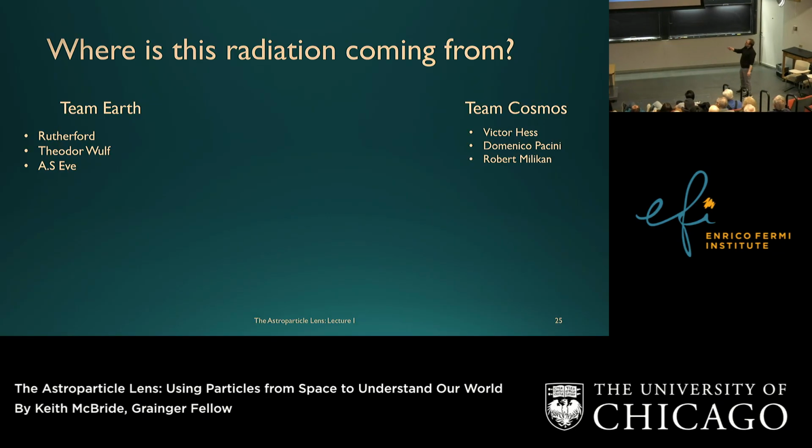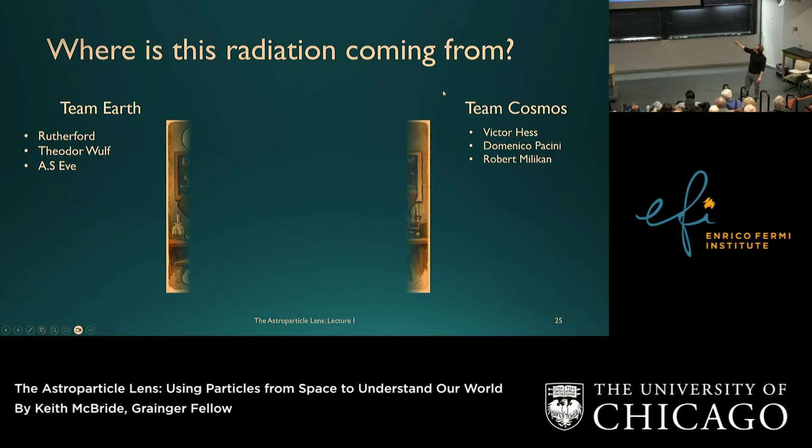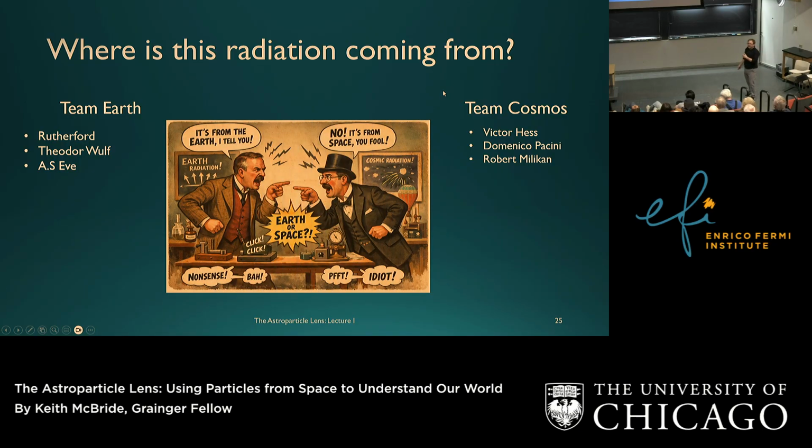And you have Team Earth here with very, very smart people like Rutherford and Theodor Wulf and A.S. Eve. And then you have Team Cosmos, which include people like Victor Hess and Robert Millikan, even, who was notably from University of Chicago here, and Domenico Pacini. And this is an actual image we have taken from the time of the kind of debate that they were having. That's a joke, don't sue me.